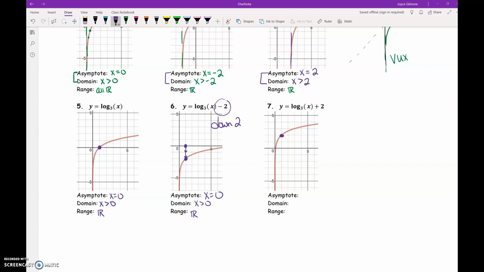Here, that point, which was originally here, moved up 2. That plus 2 tells you up 2. So our asymptote hasn't moved because it's a vertical movement. Vertical movement is not going to change the location of a vertical line. Our domain is x is greater than 0, and our range is all real numbers.